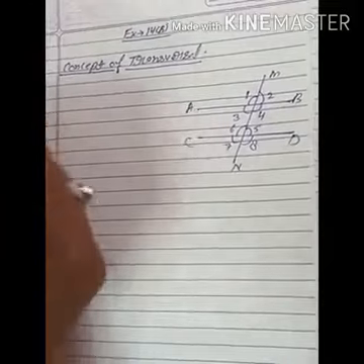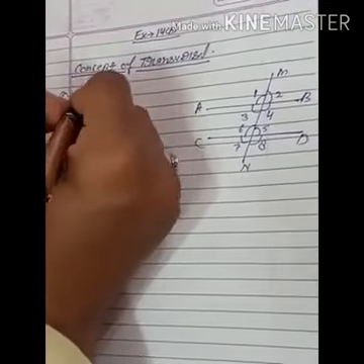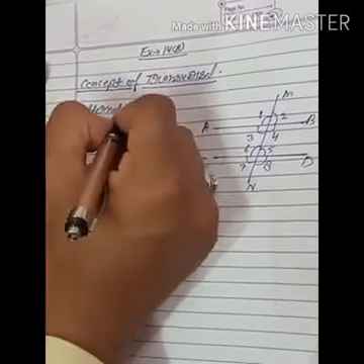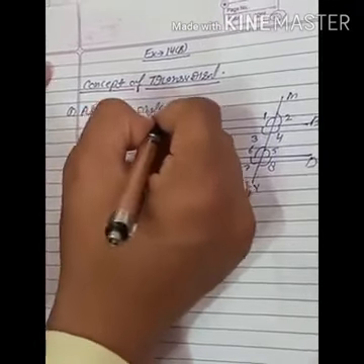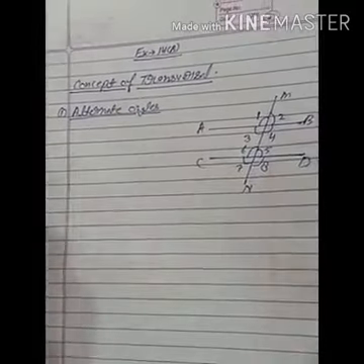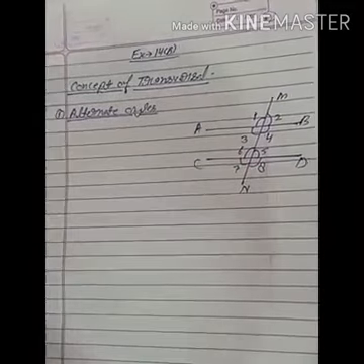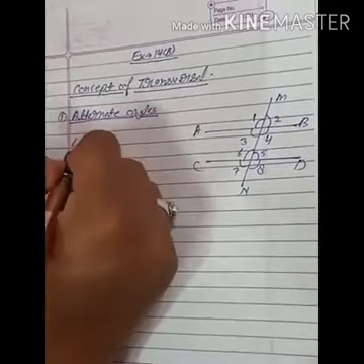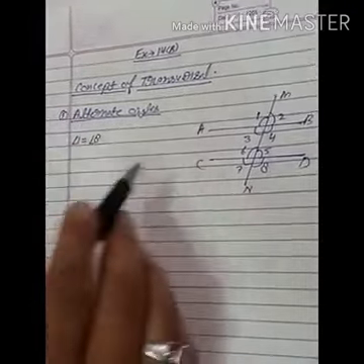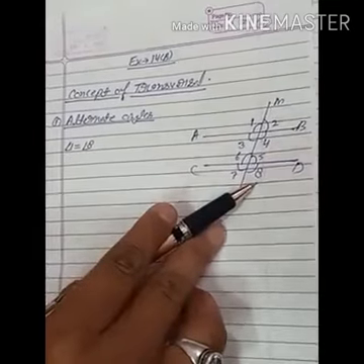So students, see, there are different types of angles. First type of angle is alternate angles. And what are alternate angles in this figure? Alternate angles are: the measure of angle 1 is equal to angle 8.